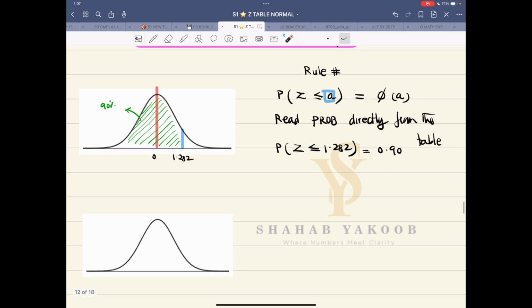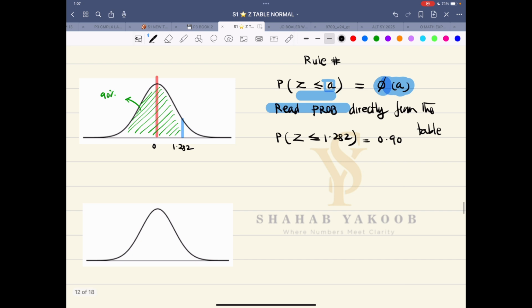So that is the first rule. Let me highlight it again. What it says is this: whenever we are dealing with phi of a, which means probability z less than or equal to a, that is read directly. So this is rule number 1.